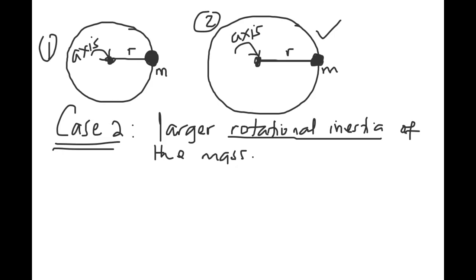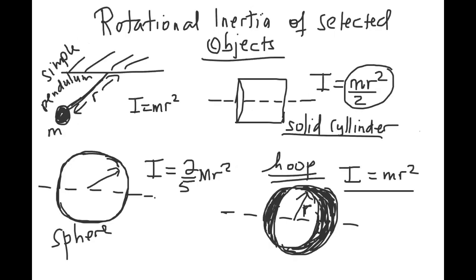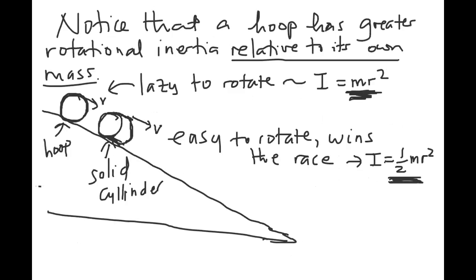All right, then we looked at different formulas for rotational inertia. For a simple pendulum, rotational inertia is just mr squared. For a solid cylinder, it is half mr squared. A sphere is 2/5 mr squared. And for a hoop, rotational inertia is I equal to mr squared. And we used that knowledge to deduce that a hoop will always lose the race down an inclined plane.